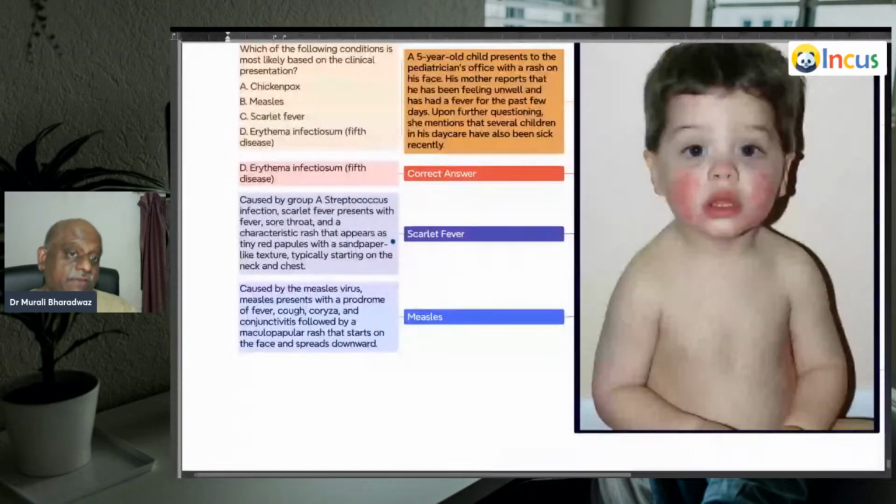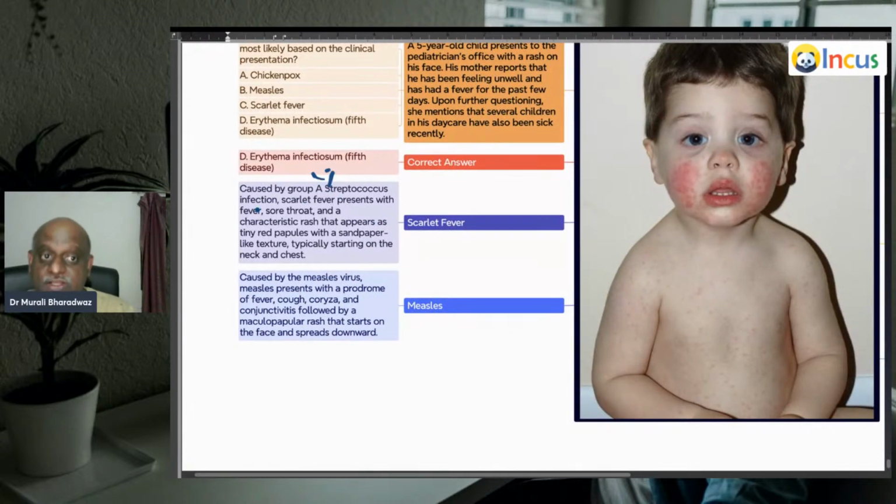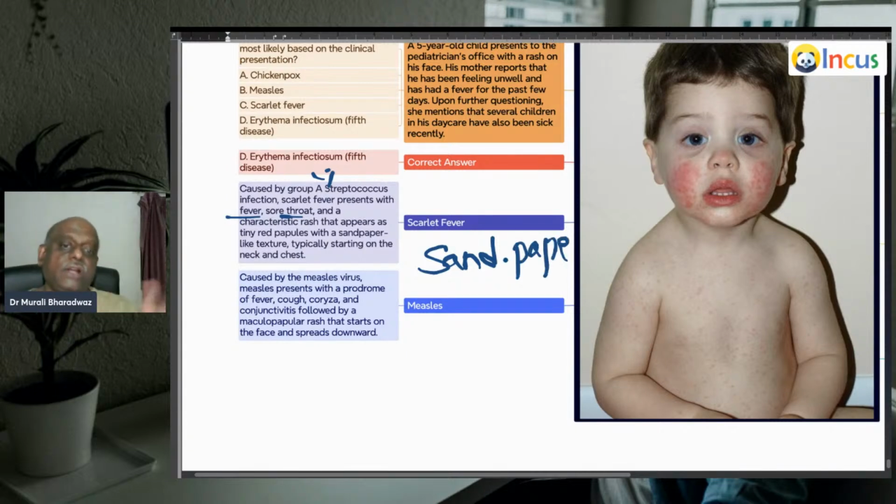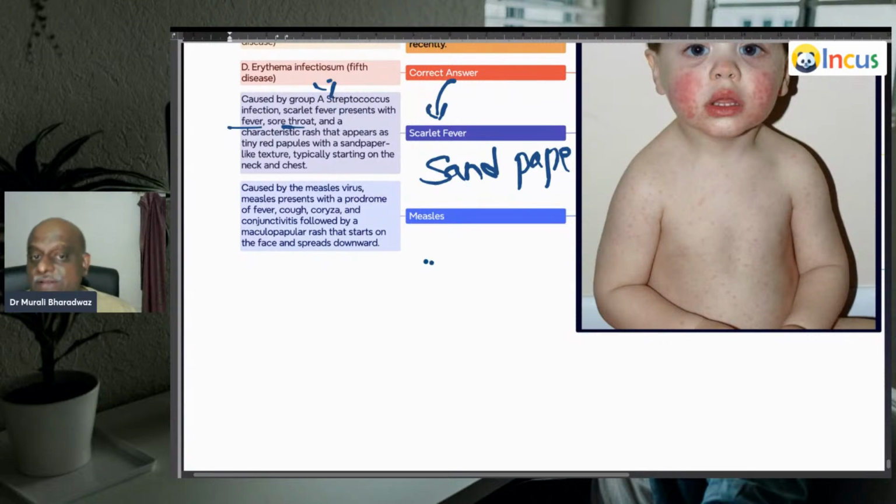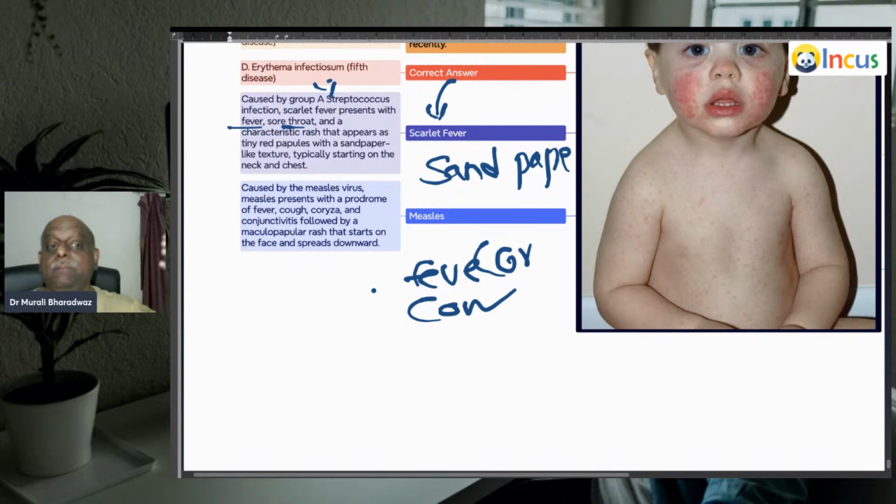Whereas scarlet fever, group A streptococcus, presents with fever, sore throat. It's called sandpaper-like rash, the texture of the rash in scarlet fever. Why not measles? Measles has got fever, coryza, cough, conjunctivitis, and a macular papular rash that starts on the face and spreads downwards. So they are all the image-based questions, doctor.